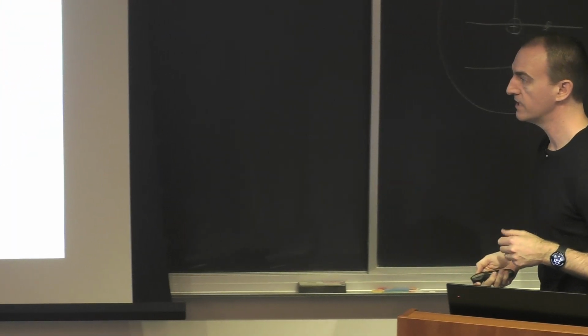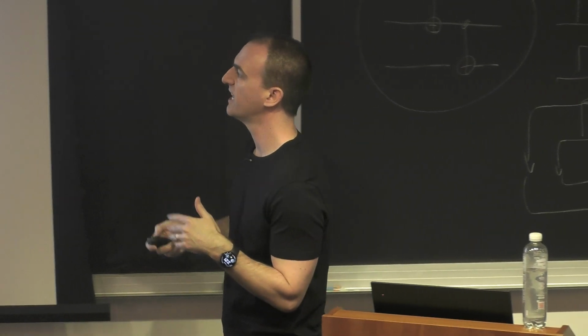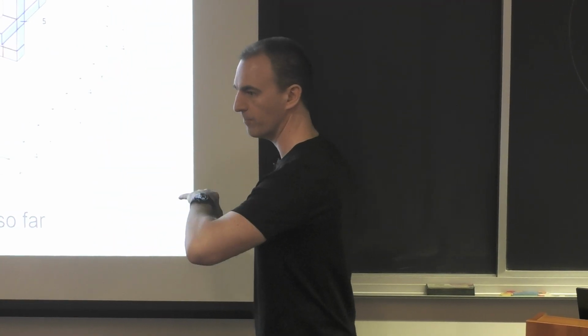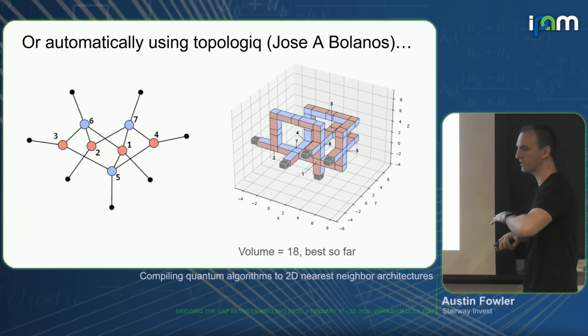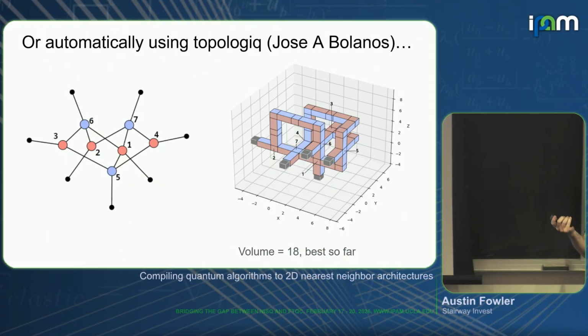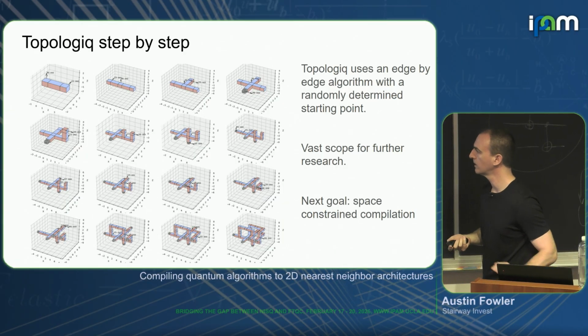This is an automated procedure. Same deal. The graph went in. We have a tool called topologic that then lays it out. And again, you can try different ways, try to make it better. The goal is, of course, to have automated tools that do as well as humans. At the moment, that is not the case. But of course, quantum computers are so small that the hand compilation is probably what we'll do for a while.